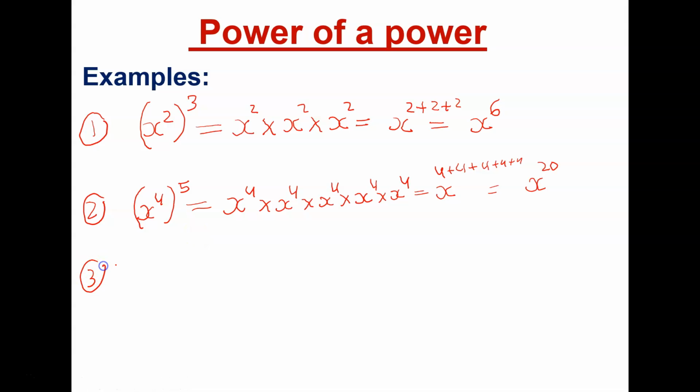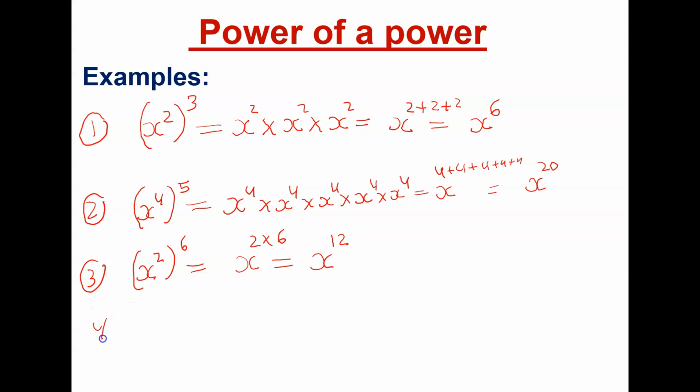So if I have x to the power of 2, to the power of 6, I don't need to do it this way. All I need to do is 2 times 6. I need to multiply the 2 powers together, and that gives me x to the power of 12.